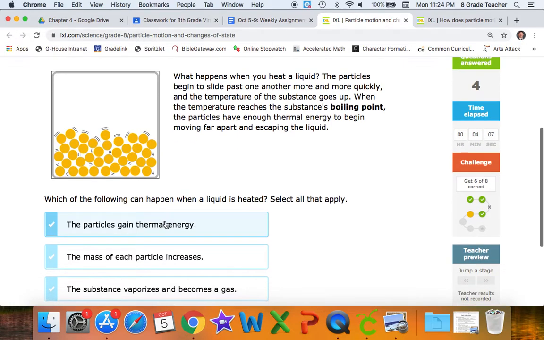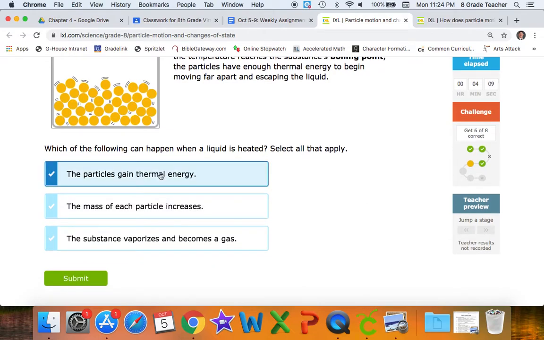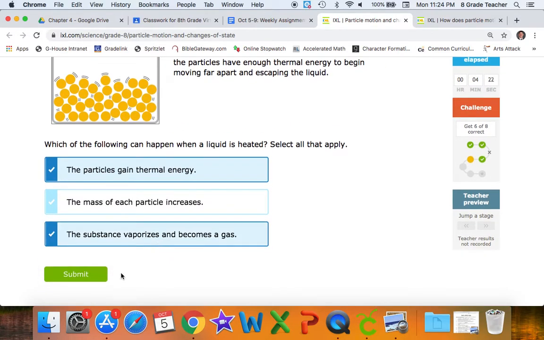Which of the following can happen when a liquid is heated? Select all that apply. Particles gain thermal energy. The mass of each particle increases. That's not necessarily true. The mass can stay the same even though it has more energy. The substance vaporizes and becomes a gas. When it's heated to a certain point, that's where that boiling point takes place.